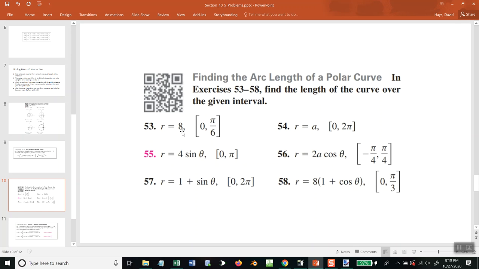Like r is equal to 8. Derivative of 8 is 0. So it's like most of them are designed to be super easy. This one would probably be super hard.